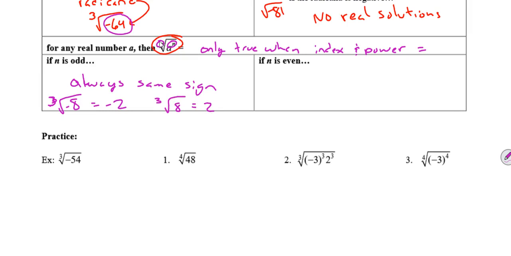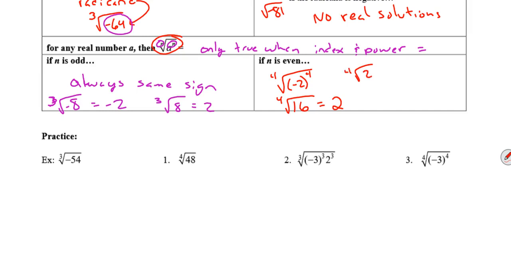Here's where it gets interesting, when we have an even one. If I had the fourth root of negative 2 to the fourth power, we could do an order of operations kind of thing to help you understand why this works. Negative 2 to the fourth power is 16. So the fourth root of 16 is positive 2.